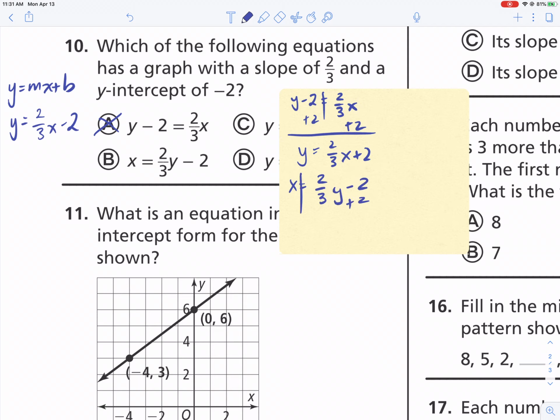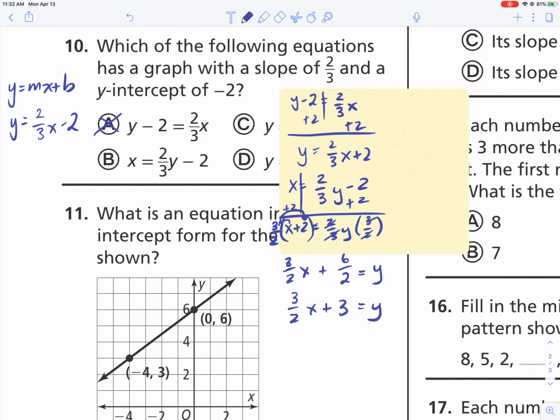So I'm going to add 2 to both sides, and I get x plus 2 equals 2/3 y. And we don't like fractions, so to get rid of fractions, we multiply by that reciprocal on both sides. Okay, and then we would end up with 3/2 x, and then we would multiply this here, and we would do 3 times 2 on top, and we would get 6/2 equals, these guys would cancel out, just y. So I'd end up with 3/2 x plus 3 equals y, which does not fit our classification of what it was asking for. So it's not going to be B.